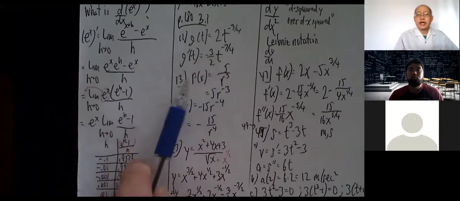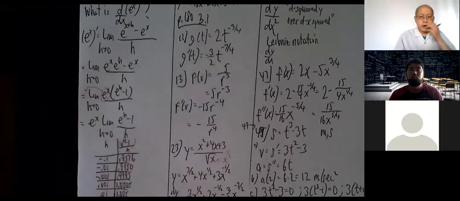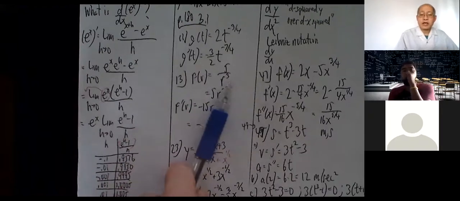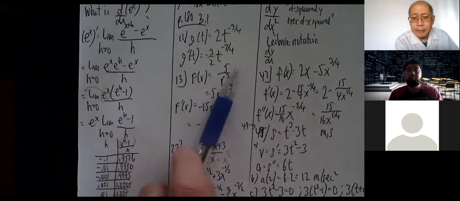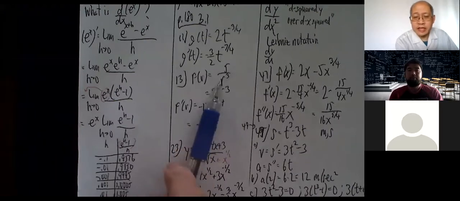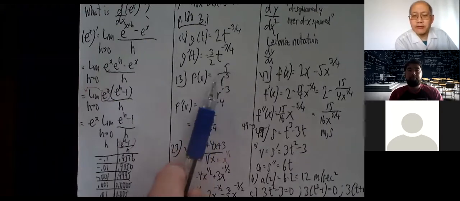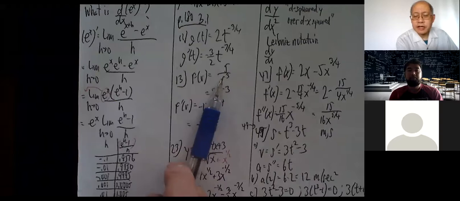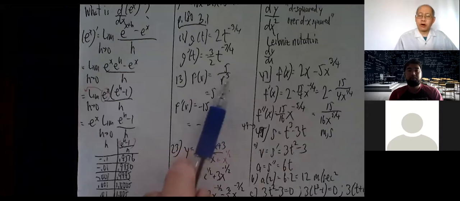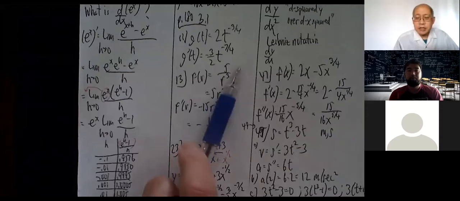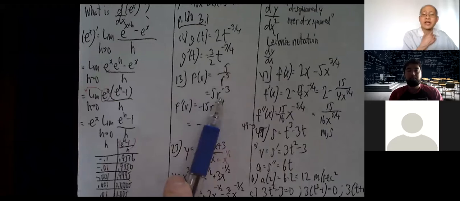All right, 13. F of r equals 5 over r cubed. The first thing you want to do, in order for you to use the power rule, is bring the r up. Don't differentiate like this. In other words, don't go 5 over 3r squared. You're inventing a rule which doesn't exist. You're trying to differentiate 1 over a function as 1 over f prime. It doesn't work that way. So bring this upstairs as 5r to the negative 3rd. Then you can use the power rule.